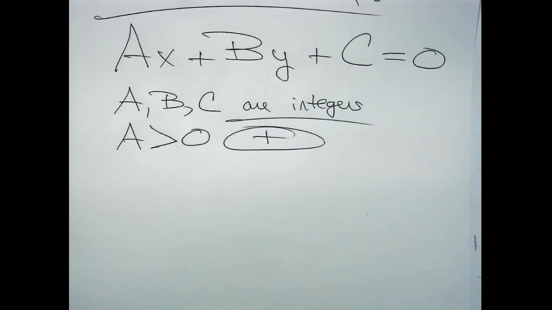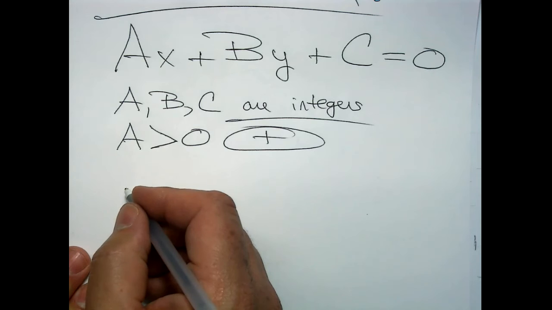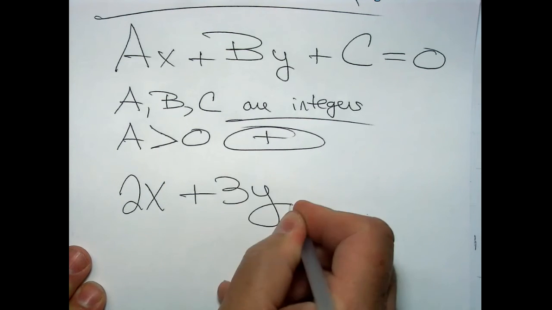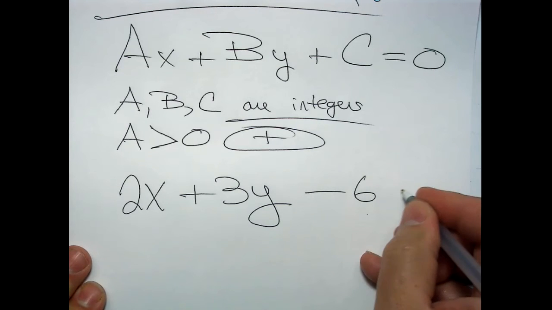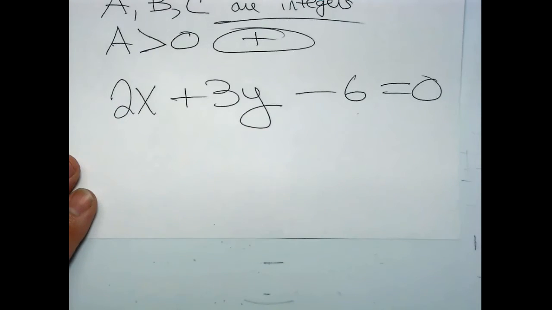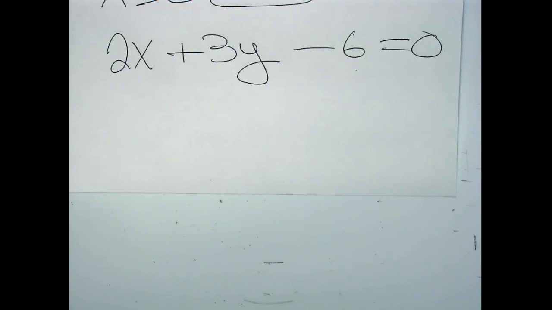Now, there is one strong benefit to general form, and that is you can find the x-intercept and the y-intercept very rapidly. And let me show you how. So let me give you an example in general form. How about we do 2x plus 3y minus 6 equals 0. That is a line because the powers of x and y are power 1. But what's the x-intercept and the y-intercept?